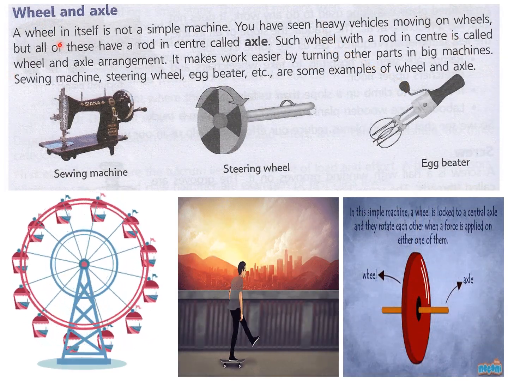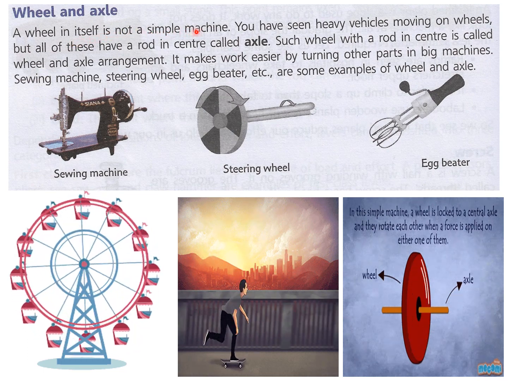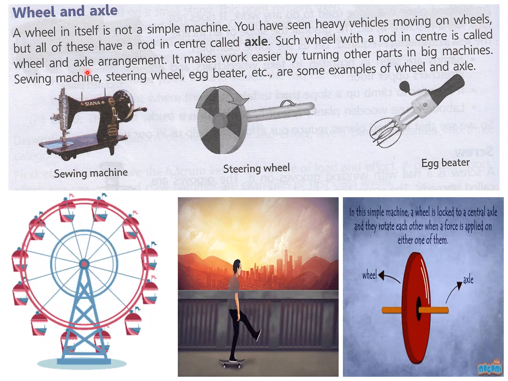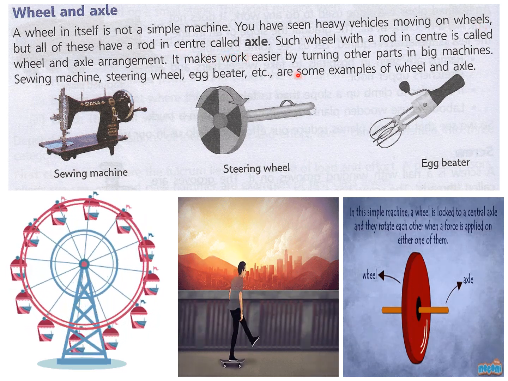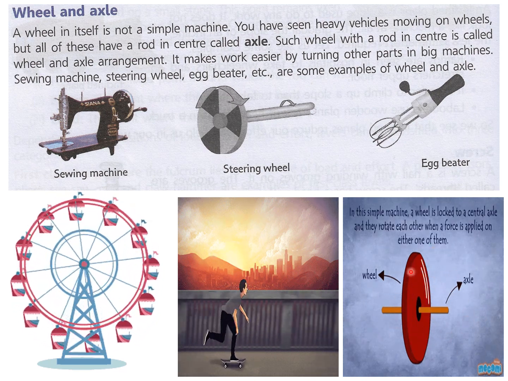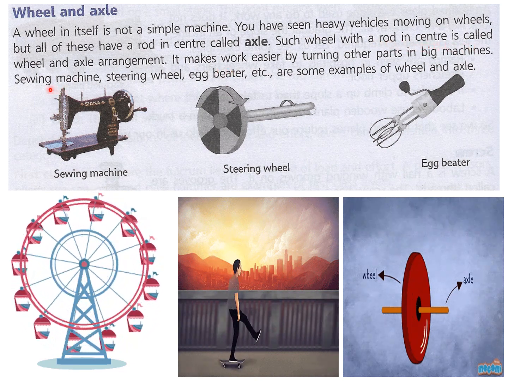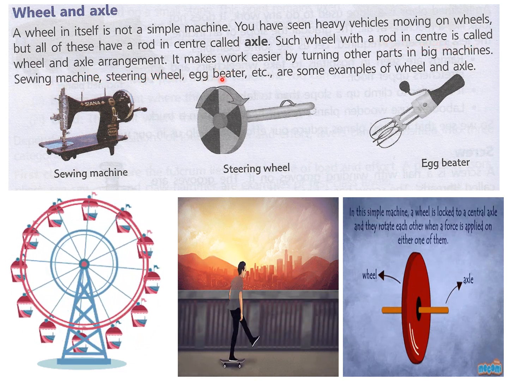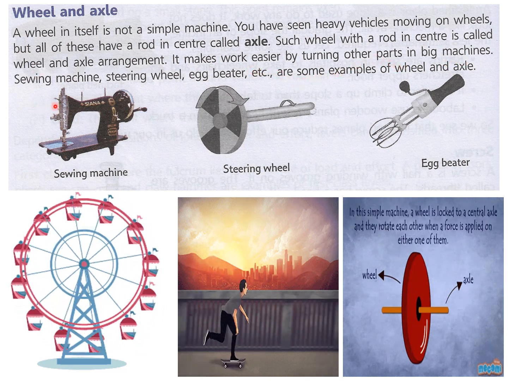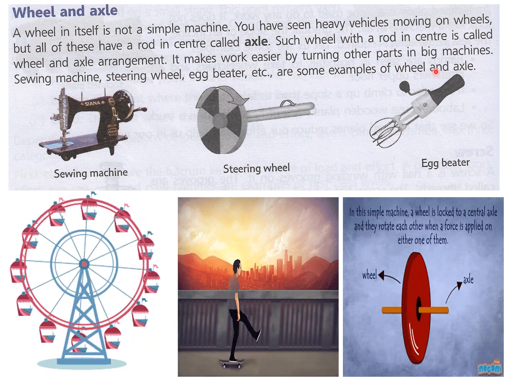Now the next machine is the wheel and axle. A wheel in itself is not a simple machine. You have seen heavy vehicles moving on wheels, but all of these have a rod in the center called an axle. So this rod is the axle and this is the wheel which is moving around it. Such a wheel with a rod in the center is called a wheel and axle arrangement. It makes work easier by turning other parts in big machines. Sewing machine, steering wheel, egg beater, etc. are some examples of wheel and axle.